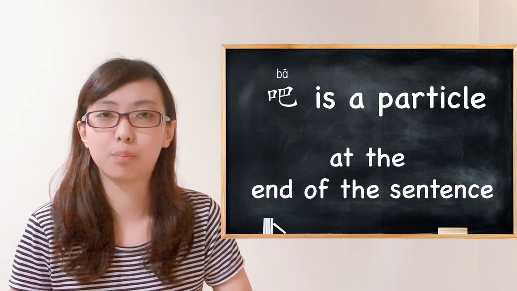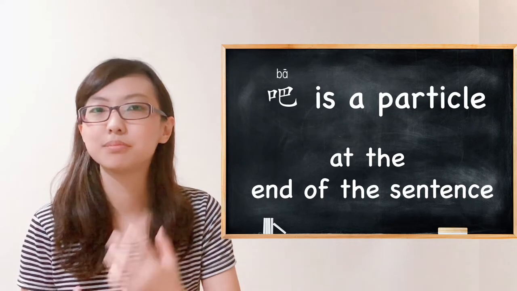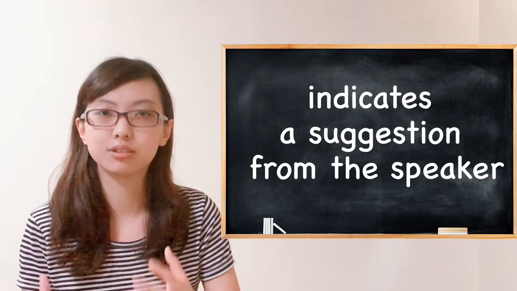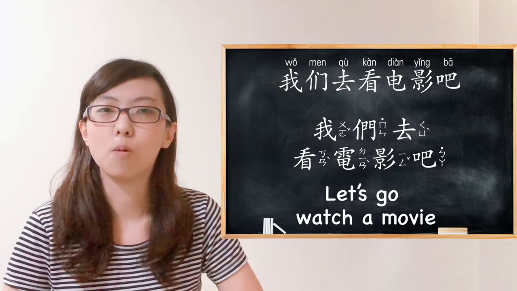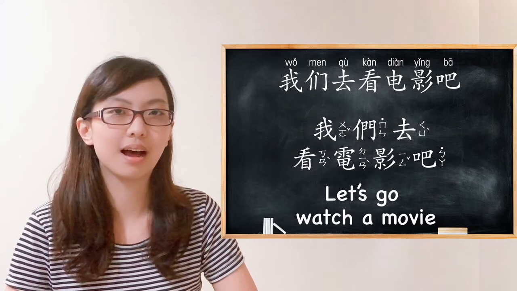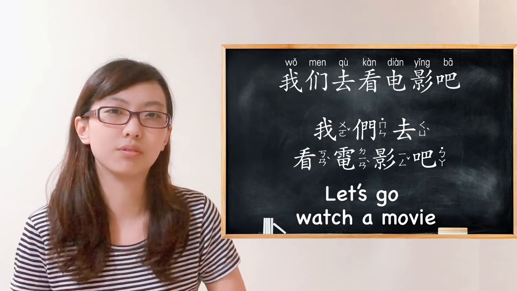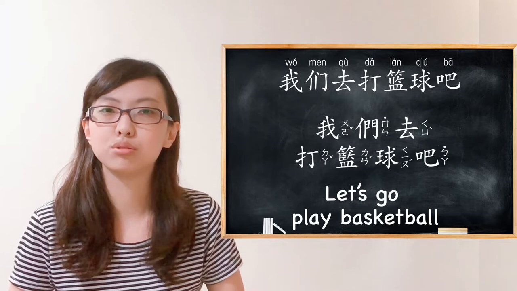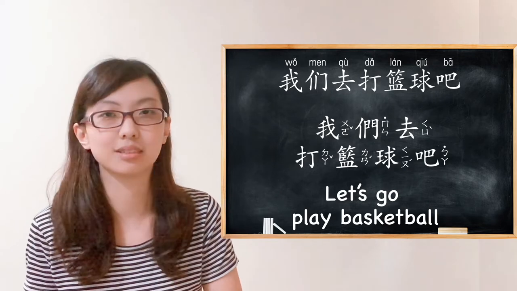So "ba" is a particle. We put "ba" at the end of the sentence, and sometimes when you see "ba," it indicates suggestions from the speaker. For example, when we say 我们去看电影吧, it means how about let's go watch the movie. Or for the other example, if someone says 我们去打篮球吧, it means how about let's go play basketball.